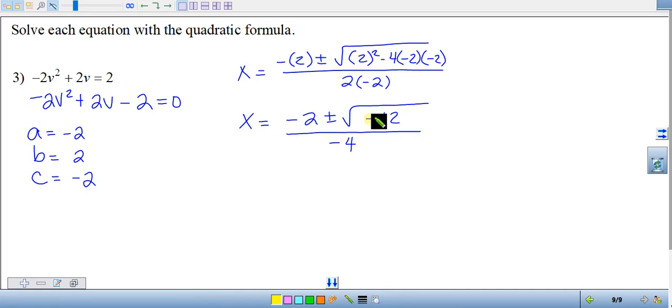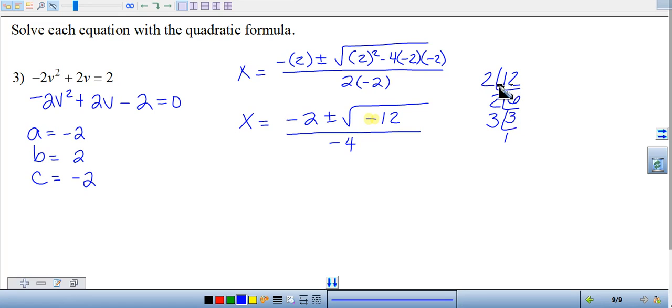If you have a negative underneath a square root, we know an I is going to come out. And 12 is big enough of a number that I need to break it down. 2 goes into 12 6 times, 2 goes into 6 3 times, and 3 into 3 1. So a 2 will come out of my radical, and a 3 will remain inside. So I've got negative 2 plus or minus, a 2 comes out, and an I comes out, 3 remains inside, all over negative 4.